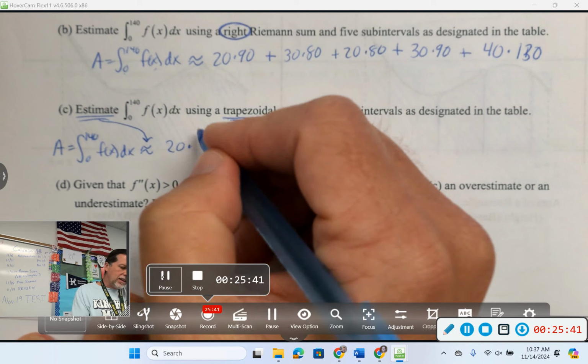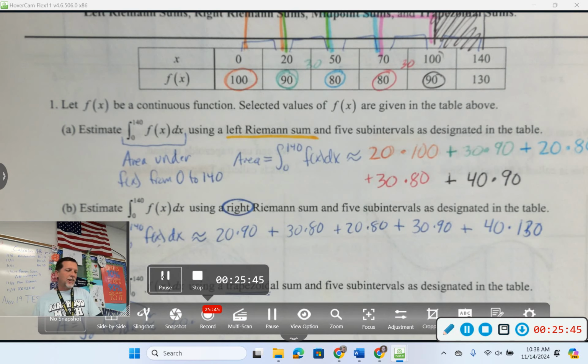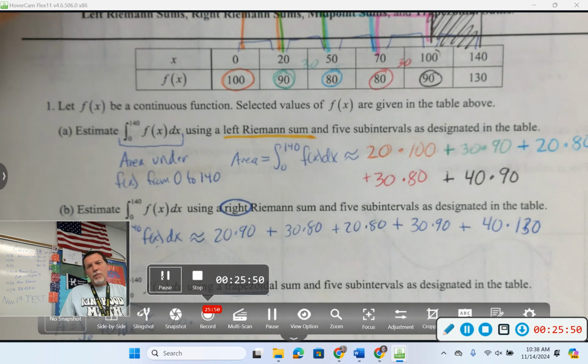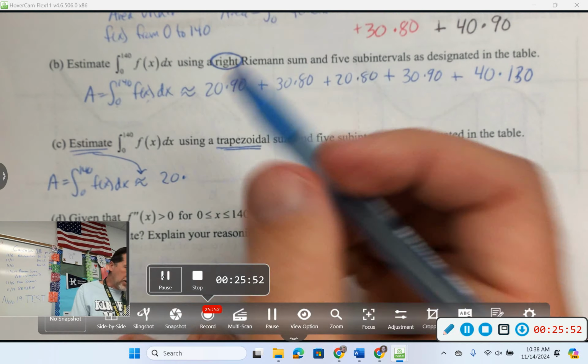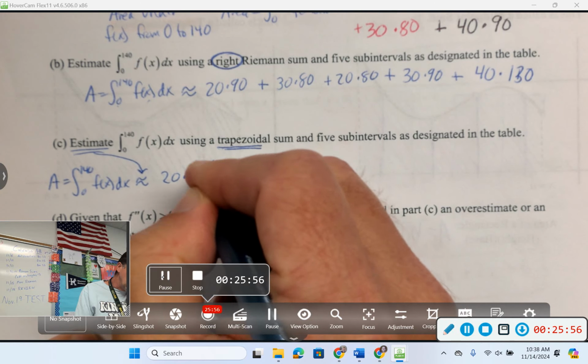Average height is, and some people, especially on ones like this, are just going to look at that and say the average height is 95. And that's fine, especially for ones that are easy like this. I'm going to go ahead and write it out. 100 plus 90 over 2.